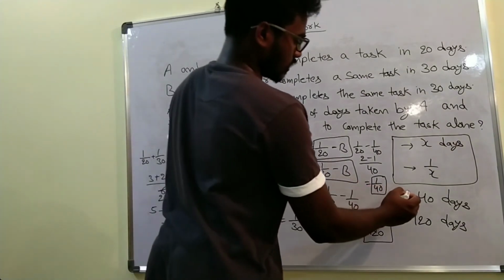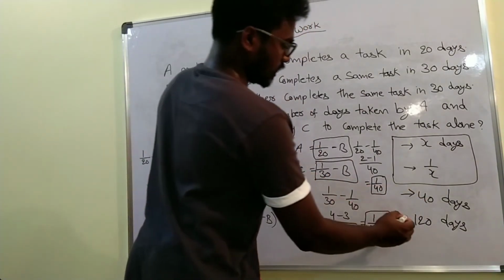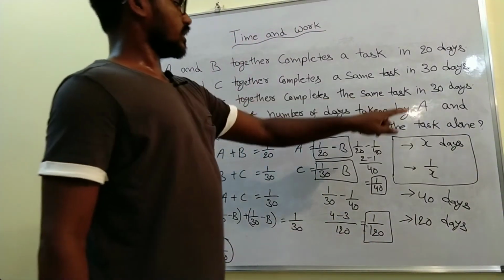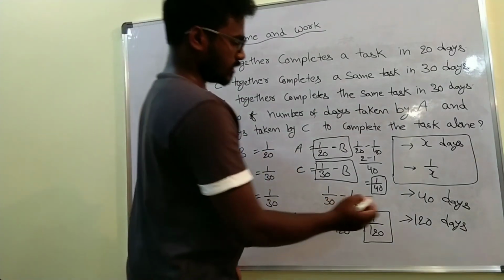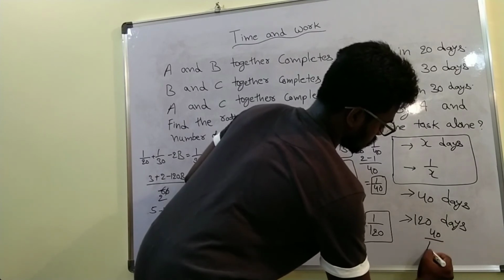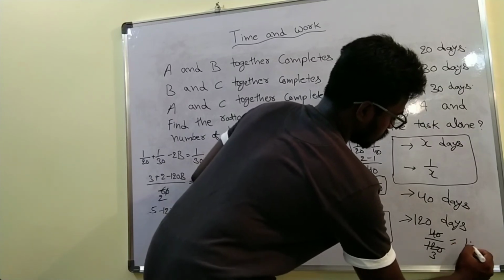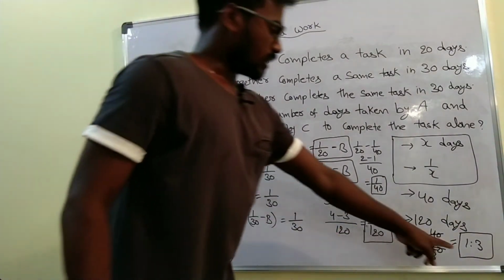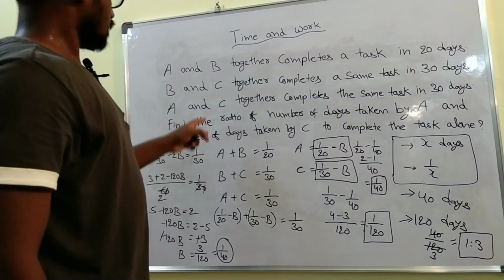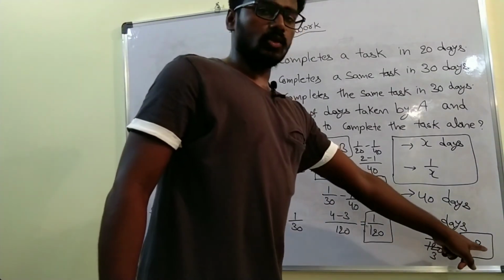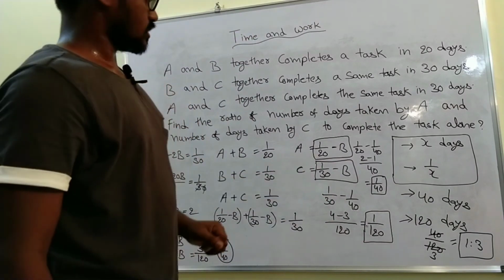So A can complete the task alone in 40 days, and C can complete the task alone in 120 days. We need to find the ratio of the days of A and C, so we divide 40 by 120. That is 1 by 3, which is 1:3. So this is the final answer, 1:3. If A takes 1 day to complete a task, then C will take 3 days, which means 3 times that of A.